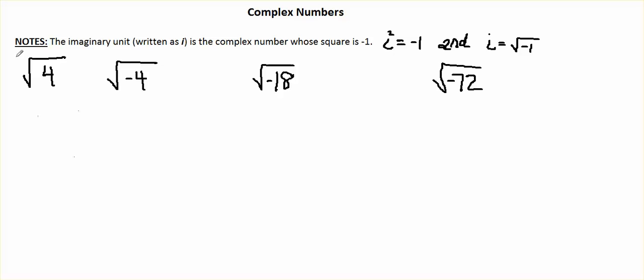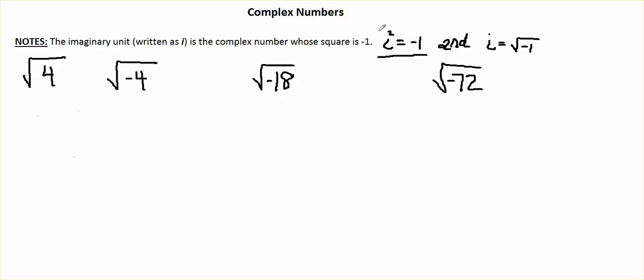All right, the imaginary unit, which is denoted with the letter i, is the complex number whose square is -1. And we all know there's not one real number that you can square to get -1, because 1 times 1 is +1, -1 times -1 is still +1, and there's no real number that you could square to ever get a -1. So they've defined an imaginary number whose square is -1.